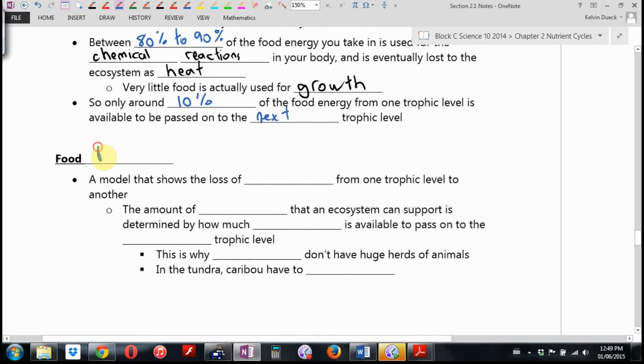Food pyramids. A model that shows the loss of energy from one trophic level to another. And you'll see one, I did put one in your notes. So it turns out the amount of life that an ecosystem can support is determined by how much food, energy, and nutrients is available to pass on to the next trophic level.